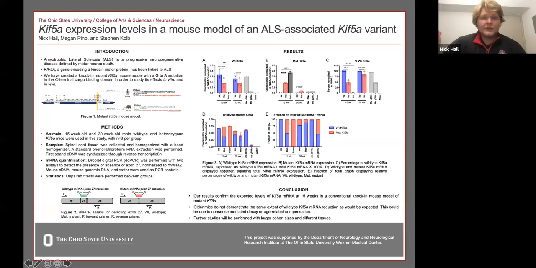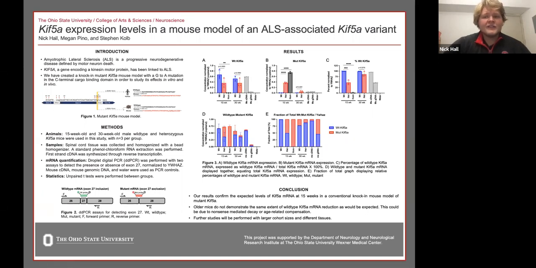Hello, everyone. My name is Nick Hall, and I'm an undergraduate researcher in Dr. Stephen Kolb's lab where we study neuromuscular disorders, predominantly ALS, amyotrophic lateral sclerosis, and SMA, spinal muscular atrophy. Today, I'm going to be talking about a project I've been working on to quantify RNA expression in our ALS-associated mutant mouse model. So what is ALS?